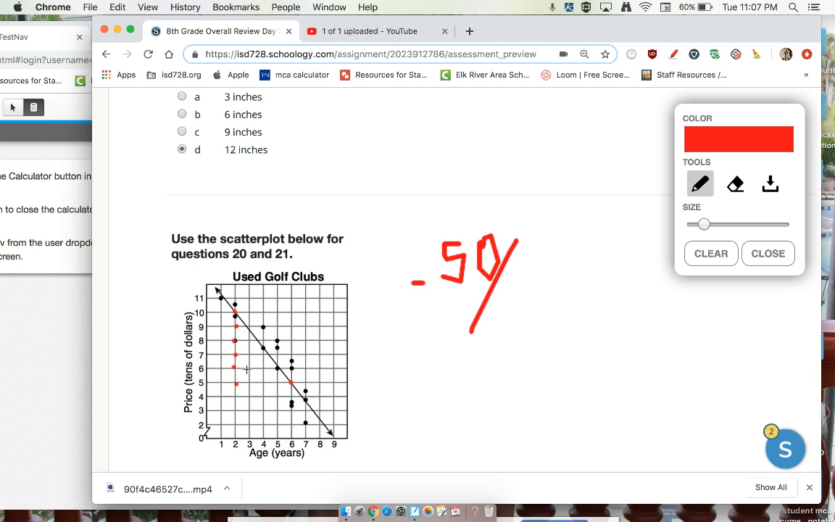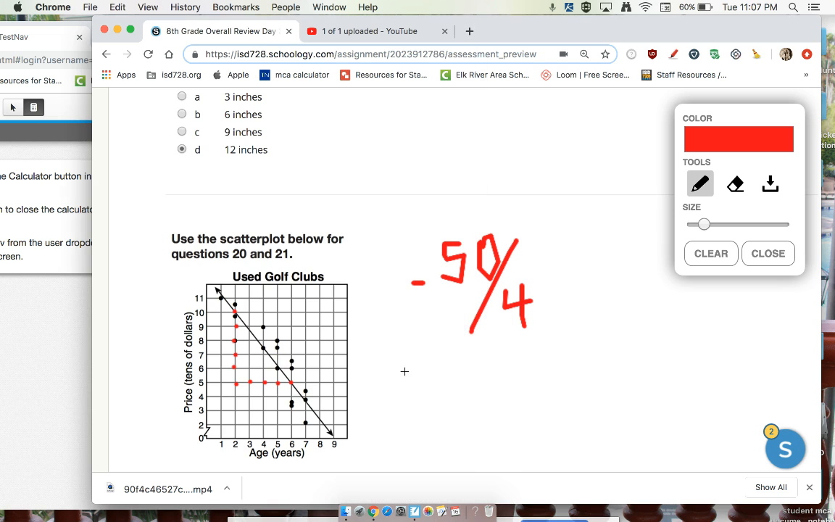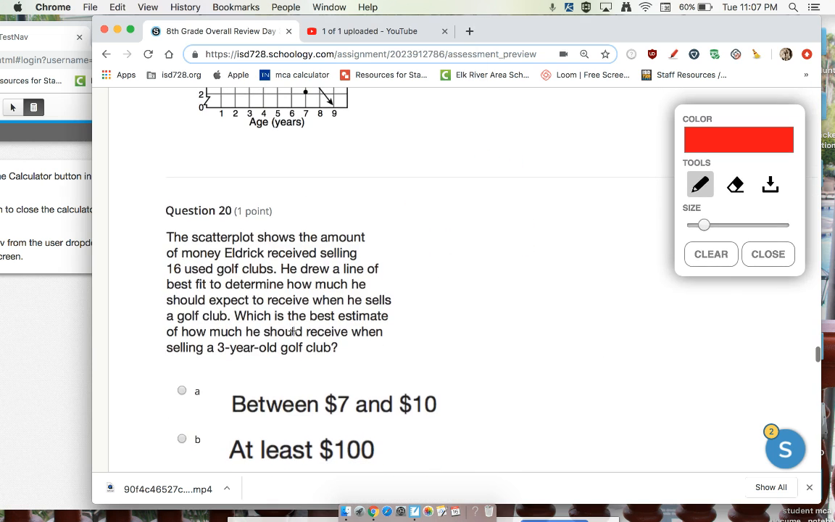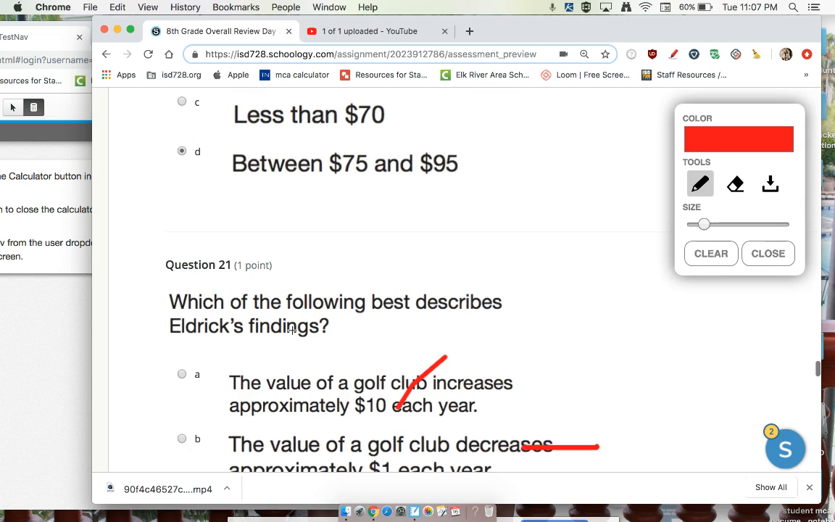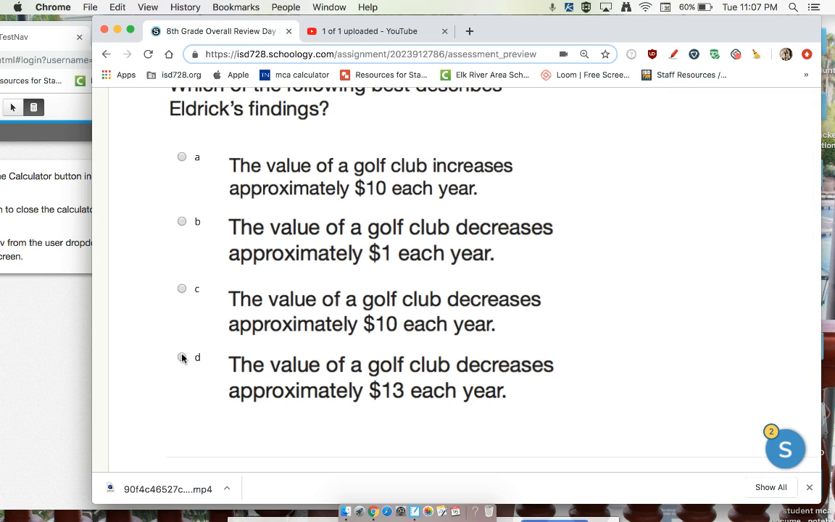Then I have to look to see how my years are increasing, and it looks like by 1. So over 1, 2, 3, 4. So down 50 over 4, and I'm just going to see what that is. Negative 50 divided by 4 is negative 12.5. So what's my best match here? D is my best match because 12.5 is closest to 13.